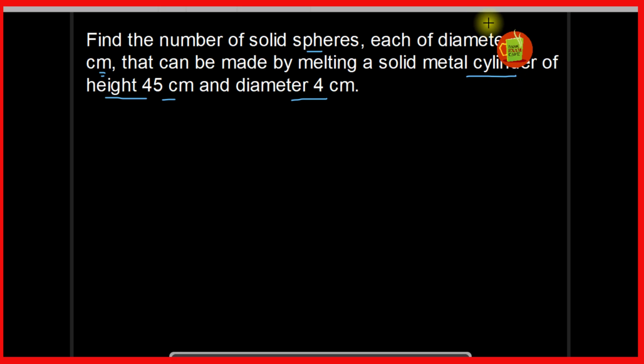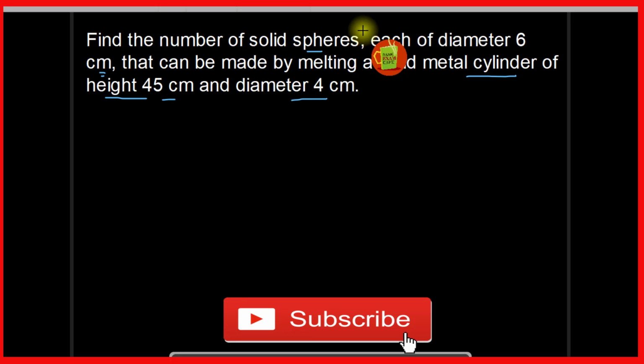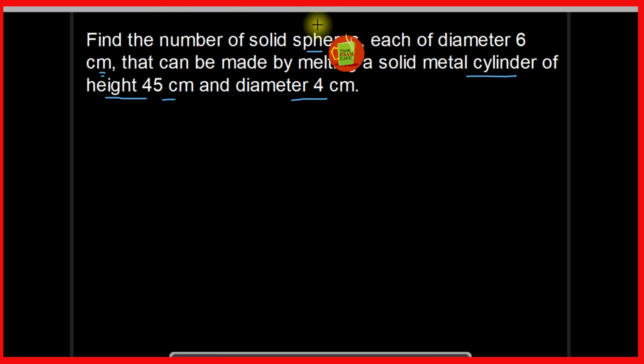And we have to find the number of solid spheres. Friends, one thing you have to remember: whenever we convert any shape from any shape, the volume remains constant. Surface area may change, but the volume remains the same. So here we are converting a cylinder into a number of solid spheres. So the volume of this cylinder and the volume of this number of spheres will be equal. With the help of this we can find the required thing. So here first we will write the given things: the diameter of a sphere, let it be d1, is equal to 6 cm.